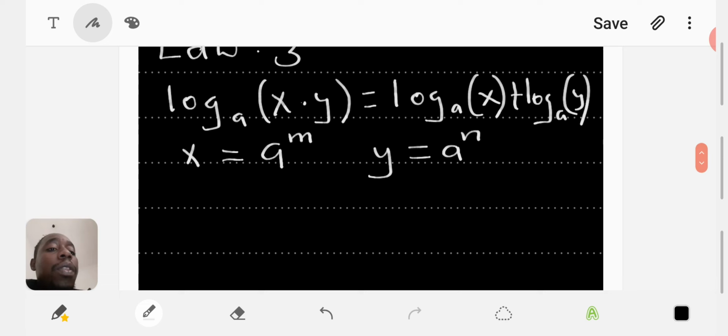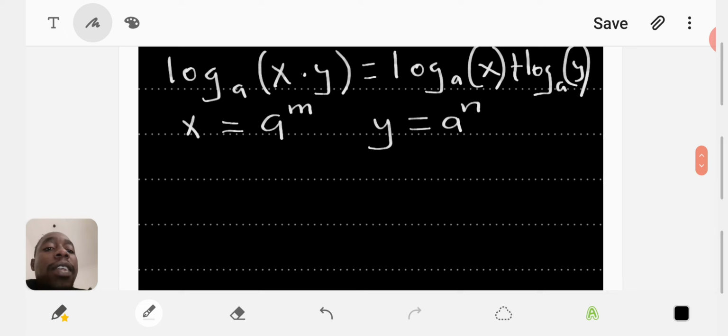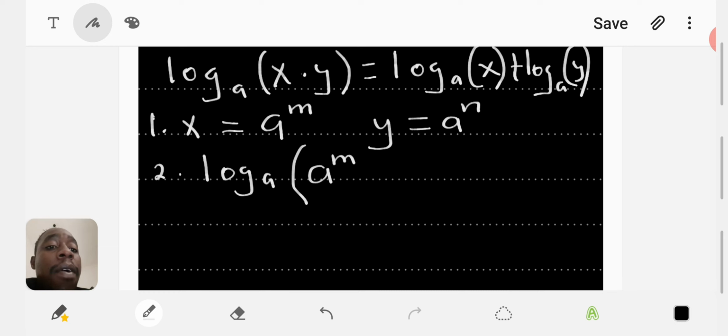So this is step number one. Then our second step, we are going to have to substitute that into our logarithm, which is log a, in brackets, x is equal to a to the power of m, multiplied by a to the power of n.